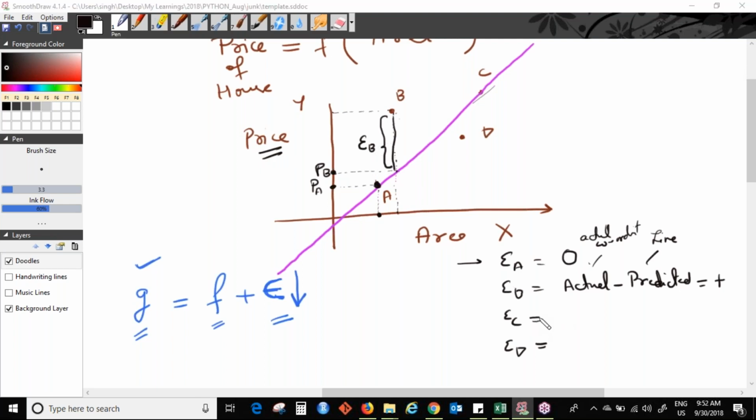Similarly, what will be error C? Now at point C also you can see the line passes through the point. So here also the error is 0. We are making 0 error at point C also.